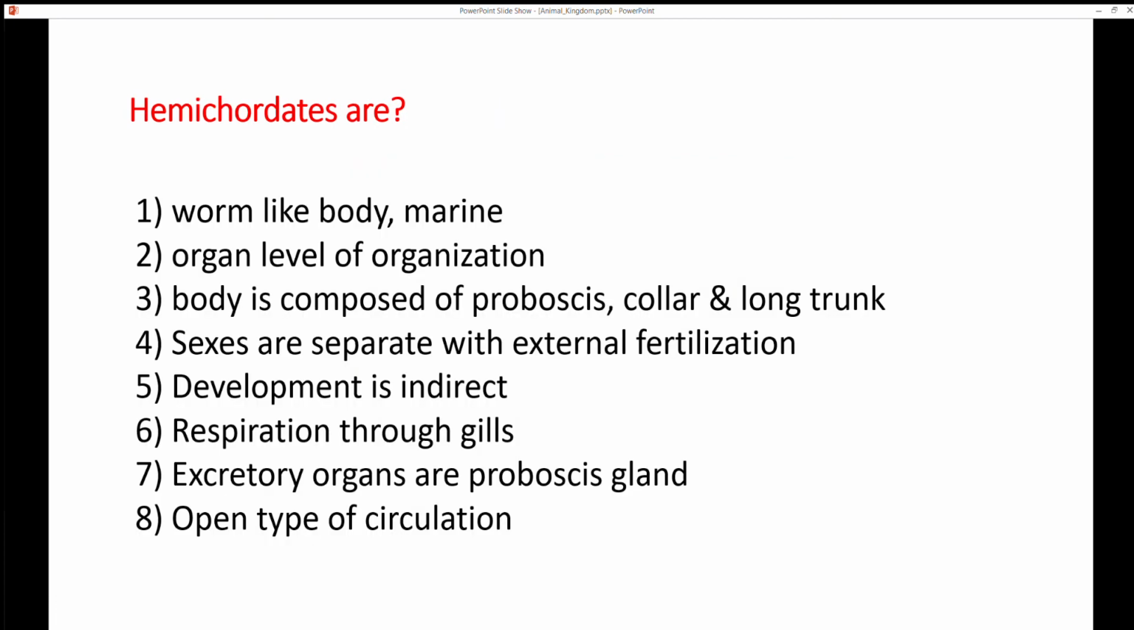So next, as of now, we discussed invertebrates. Now I will move on to hemichordates, which have a worm-like body. Almost all hemichordates are marine only, living in water. These have somewhat bigger organs than invertebrates, so organs are much more developed than in invertebrates. So these are organ level of organization.